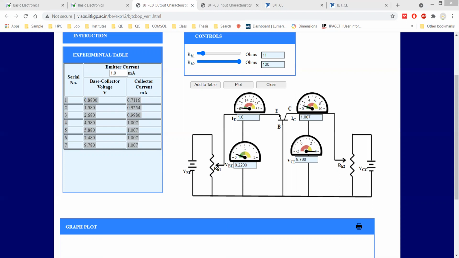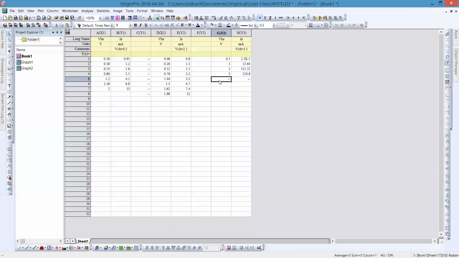My screen is visible to you, that graph plotting window? No, sir. Now it is visible, right? Yes, sir. Okay.